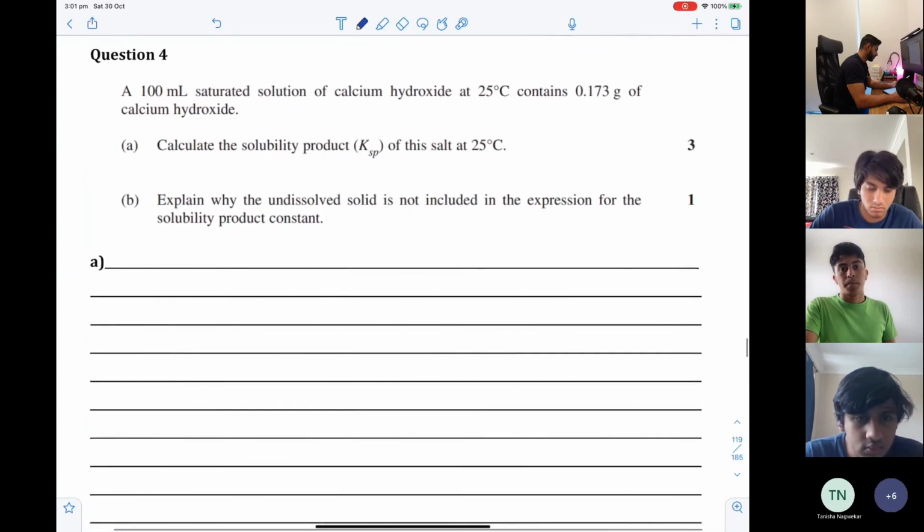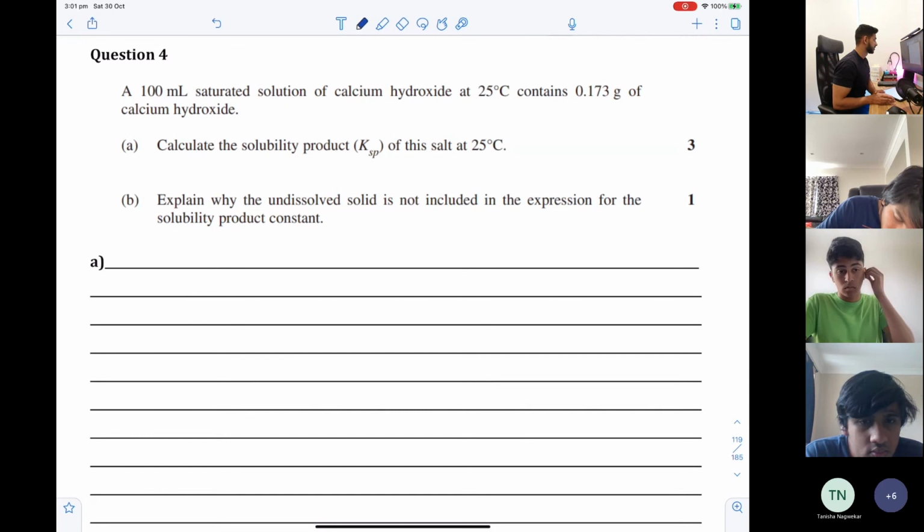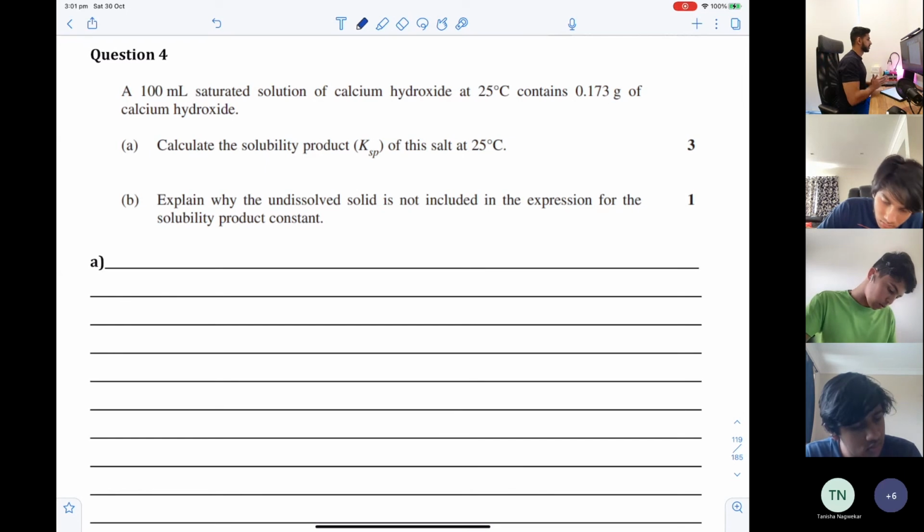Okay, good. So this is the inverse, right? What we just did was we used KSP to find concentrations. Does that make sense to all of us? Now, the title for this question is going to be concentrations to KSP.